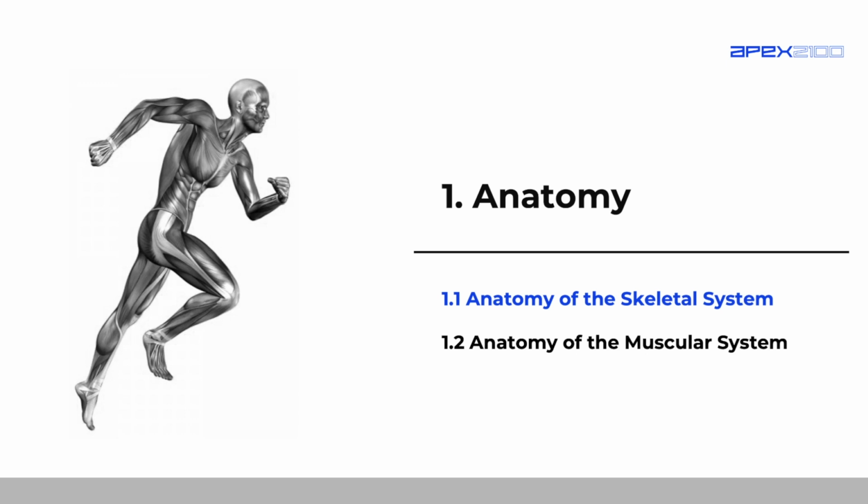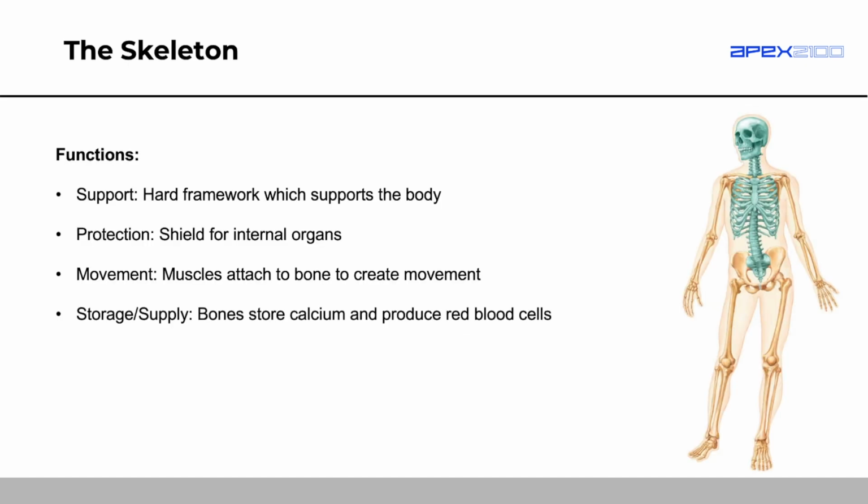Alright guys, so to start off topic number 1, anatomy, we're going to firstly look at the anatomy of the skeletal system. So this is looking at our bones, their structure and their function. In terms of the functions of the skeleton, overall it's got a few important functions. It supports the body, it provides that hard framework throughout our body. It protects internal organs, it creates movement, so we know that our muscles attach to our bones to produce movement, and it also supplies red blood cells to the body.